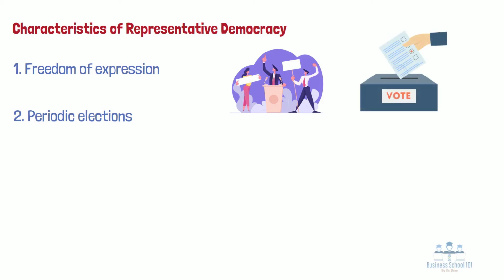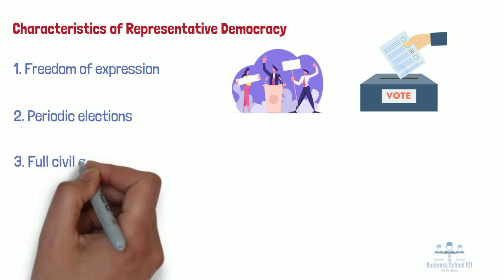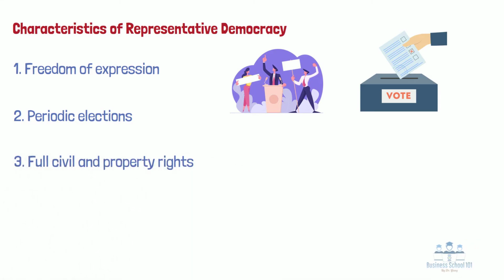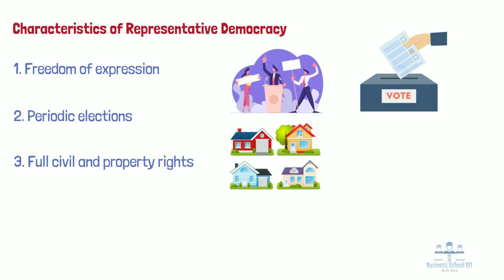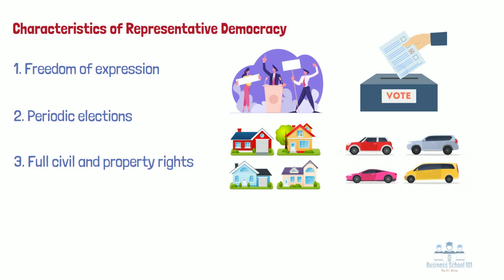If elected representatives fail to perform their jobs adequately, then they will be voted out of office during the next election. Third, full civil and property rights. Civil rights include freedom of speech, freedom to organize political parties, and the right to a fair trial. Property rights are the privileges and duties of property owners. Property includes homes, cars, businesses, and more.